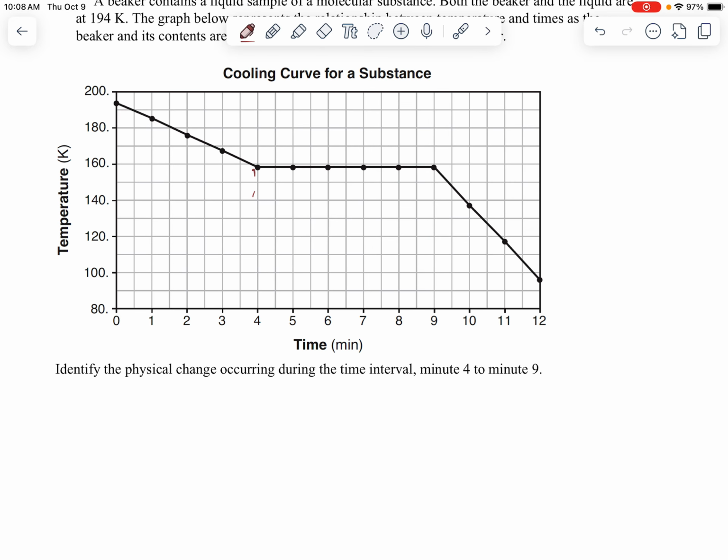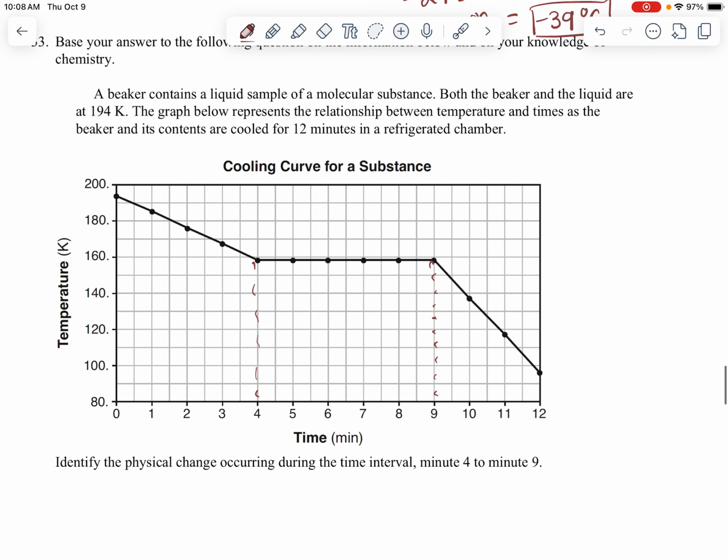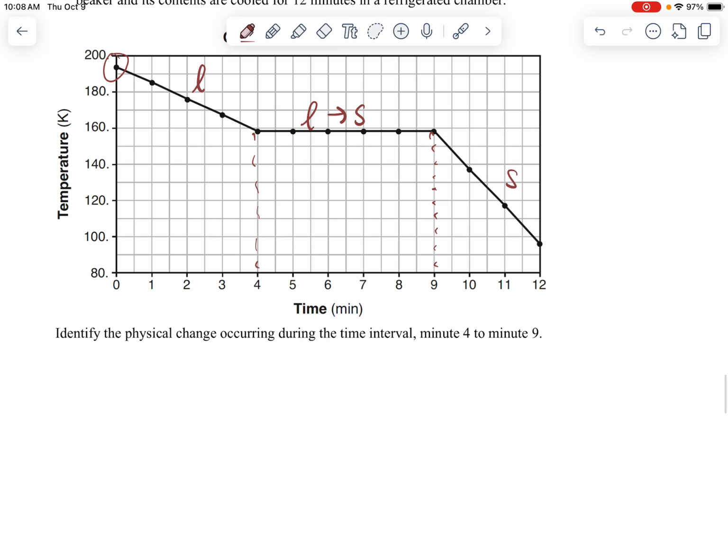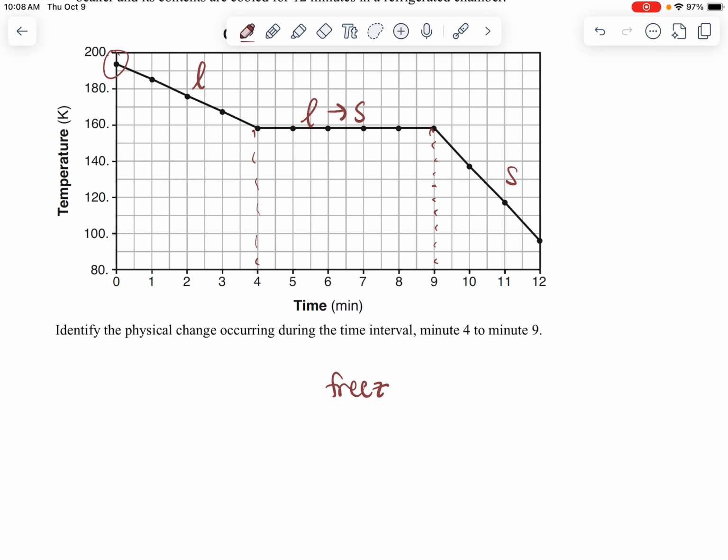Okay, from minute 4 to 9. I'm running out of time here, so I'm going to go a little faster. Really important to read. We have a liquid sample. All right, liquid at 194 Kelvin. So this is actually a liquid cooling down, then liquid to solid, then a solid. So during time 4 to 9, freezing happens. Liquid to solid.